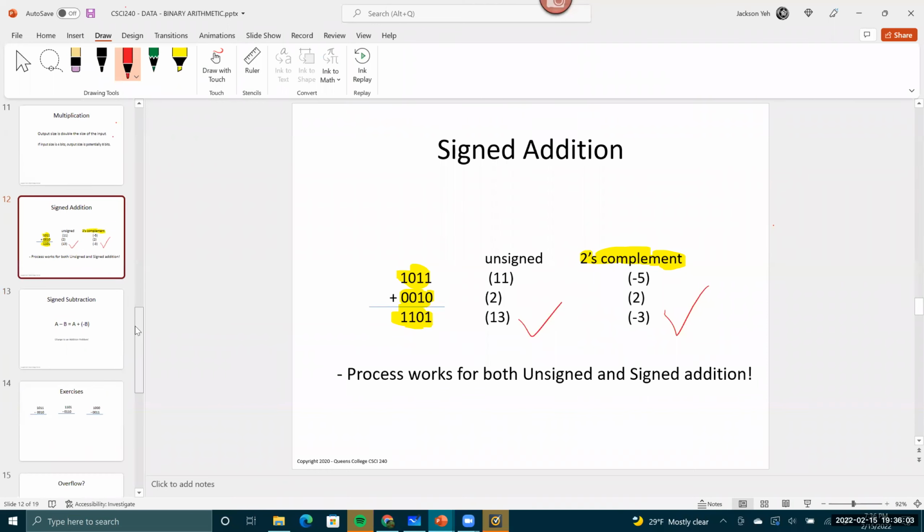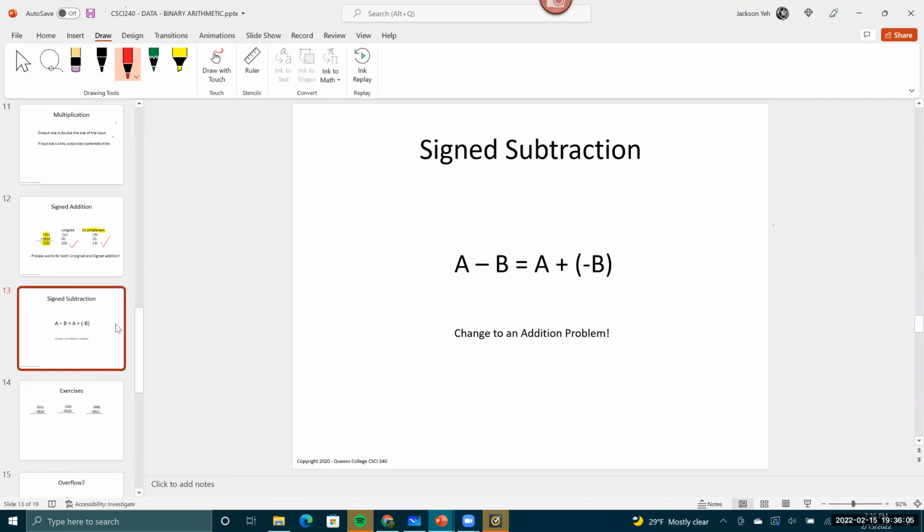Now let's talk about subtraction. With signed subtraction, remember this formula back in maybe 5th grade? You can rewrite a minus b and change it into an addition problem by changing the sign of b, right? Because b is an integer. So instead of a minus b, it can be written as a plus -b. So by changing the sign of b, you are able to change a subtraction problem into an addition problem.